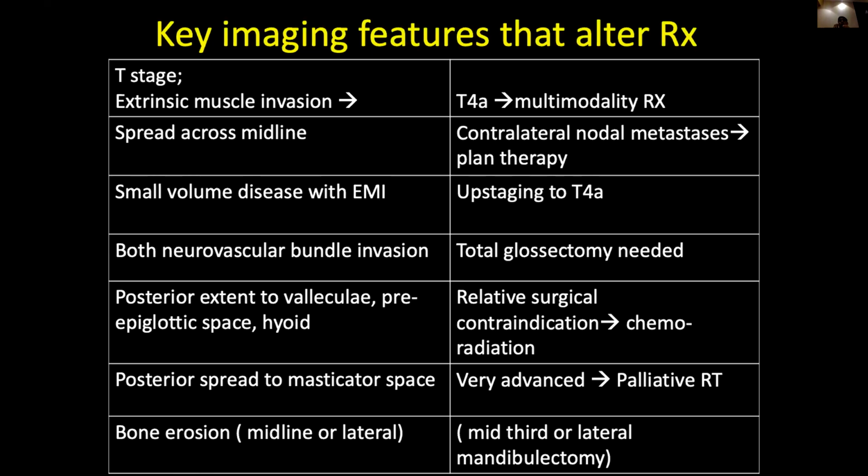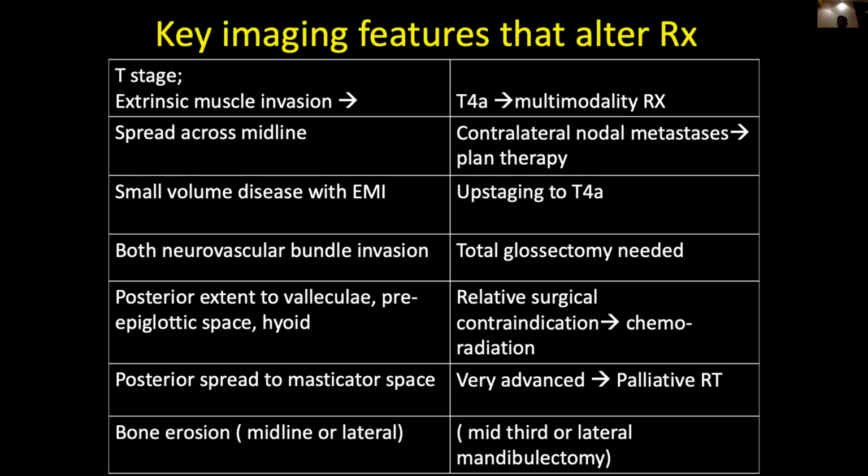So if you have small volume disease at the genial tubercle, where the disease has started just at the tubercle itself and all the muscle origins are involved, that means it's a small volume disease, but it's an advanced disease. Neurovascular bundle involvement: if it is ipsilateral, you can have a hemiglossectomy, but if both the neurovascular bundles are involved, you need a total glossectomy, and it's a morbid surgery.